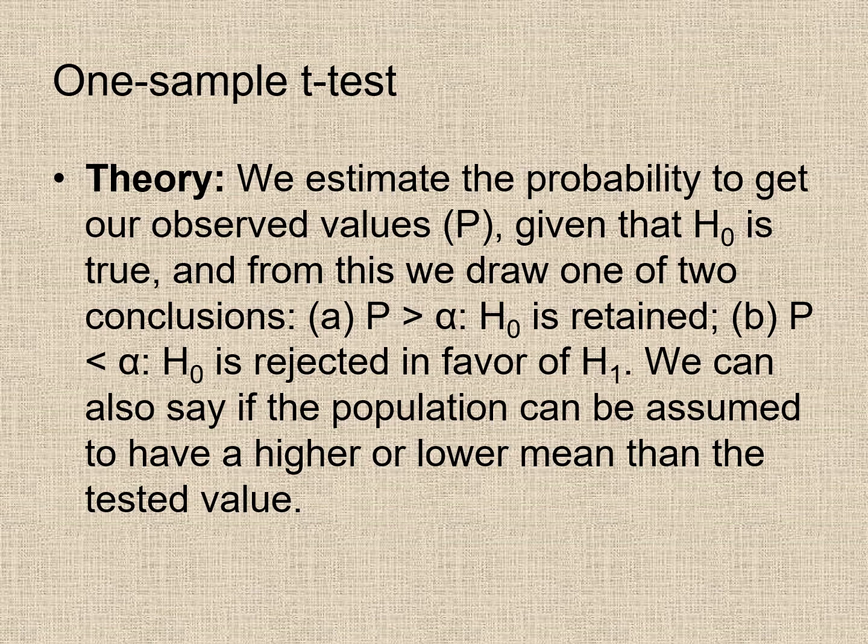However, if our p-value is less than 0.05, less than the significance level, then we reject the null hypothesis in favor of the alternative hypothesis. So in this case, we would say that 10 is not the population mean on depression among Swedish women. So we reject the null hypothesis. And if we do that, then we can also say if we assume that the population mean is higher or lower than the tested value. In this case, higher or lower than 10.